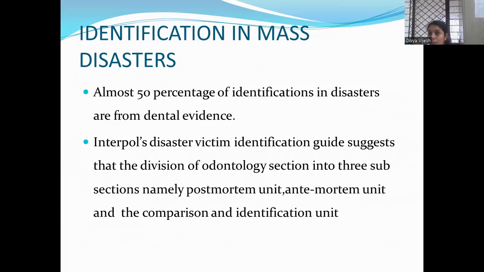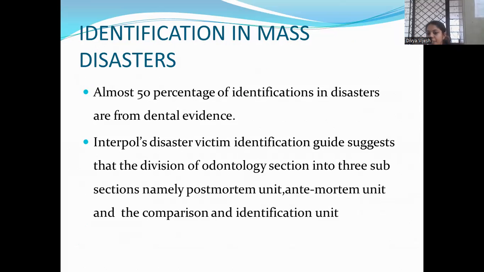And identification in mass disasters. So when there is a mass disaster loss, such as a plane crash or any accidents or something like that, in such cases, almost 50% of identifications in disasters are from dental evidences.